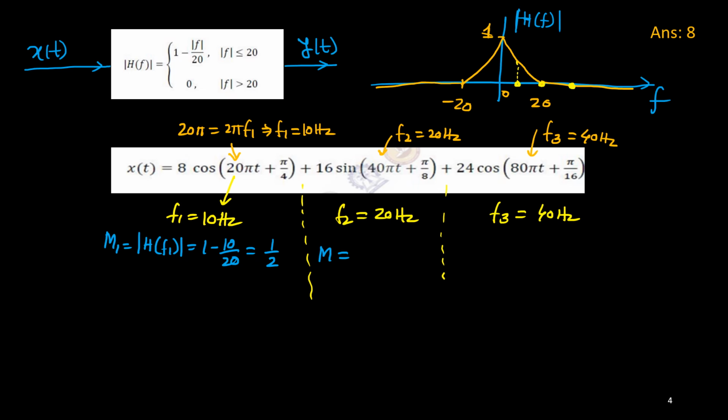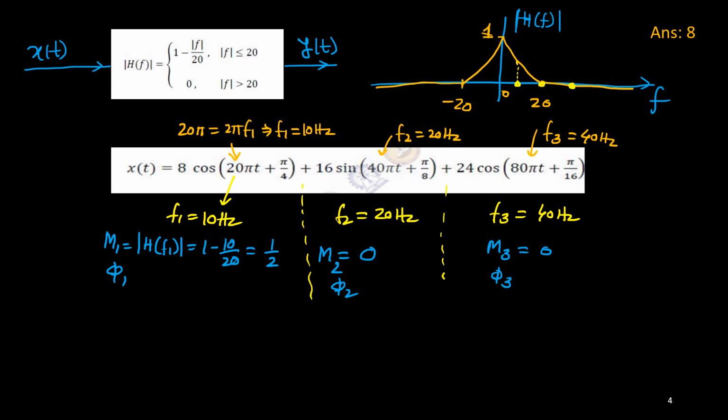And for f2 equal to 20, it shows that it is 0. 1 minus 20 by 20 is 0. So magnitude is 0. And this f3 is beyond 20 Hz, so it is here. Okay, it is 0 again. So M3 is also 0. So M2 is 0 and M3 is also 0. So I don't bother about the phi, because its phase could be phi 1, phi 2, or phi 3. Power does not depend on the phase.